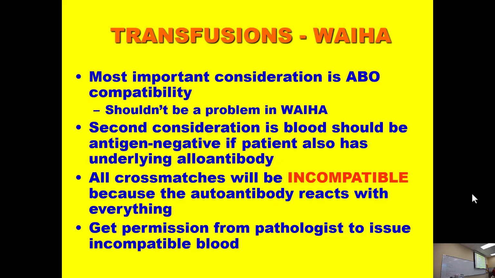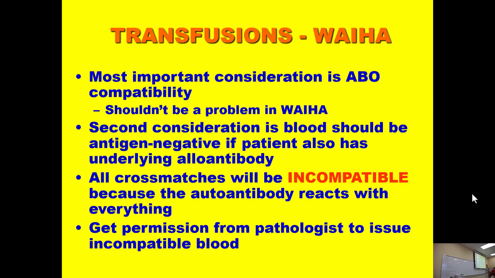Some of the important things to remember about transfusions like this is still going to be your ABO. We shouldn't see any problems in warm autoimmune hemolytic anemia, but ABO is still going to be our most important thing. Second consideration is the blood should be antigen negative if they have an underlying alloantibody. So if they have a history of it, even if you can't find it now, we have to make sure it's antigen negative. All cross matches are going to be incompatible because the autoantibody is going to react with everything.